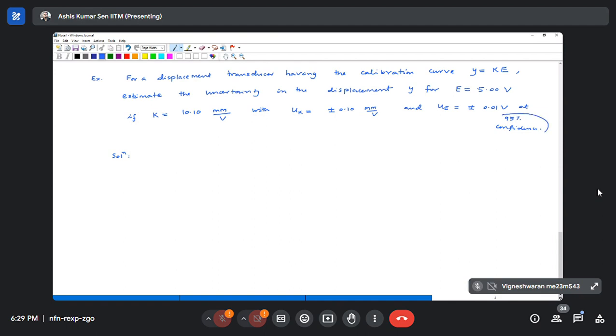So anyway, this is immaterial here. It can be any value of confidence, so it will just propagate. It will be the same in the data. So how do we approach this problem?